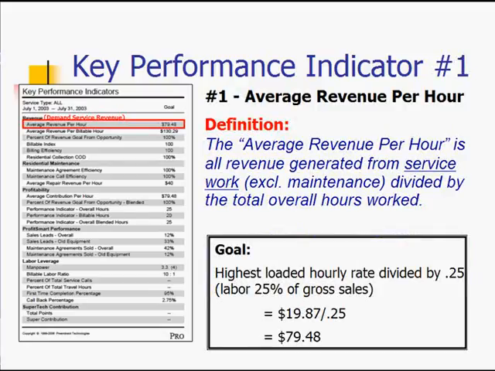Key performance indicator number 1. Average revenue per hour. The average revenue per hour is all revenue generated from service work, does not include maintenance, divided by the total overall hours worked.